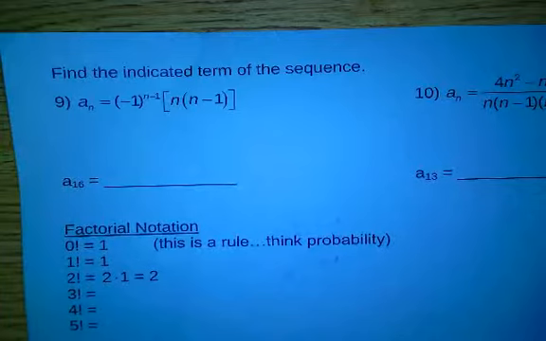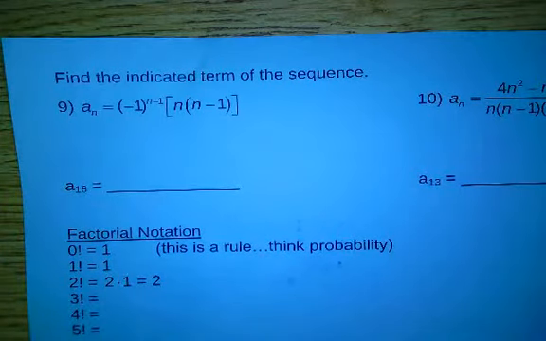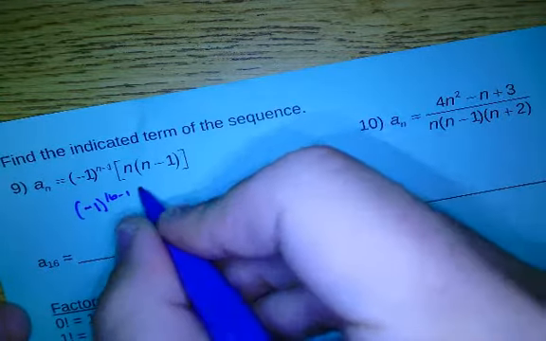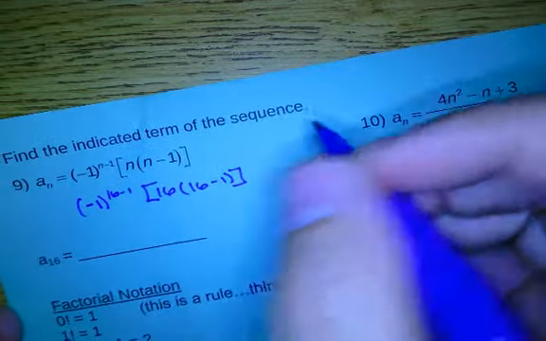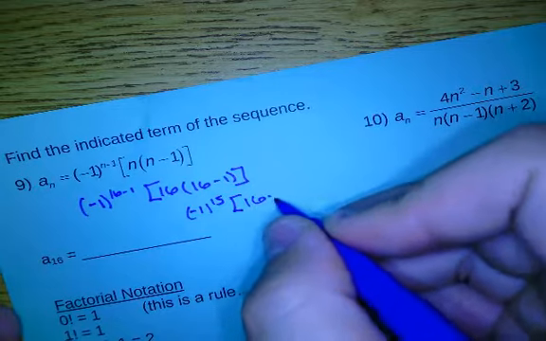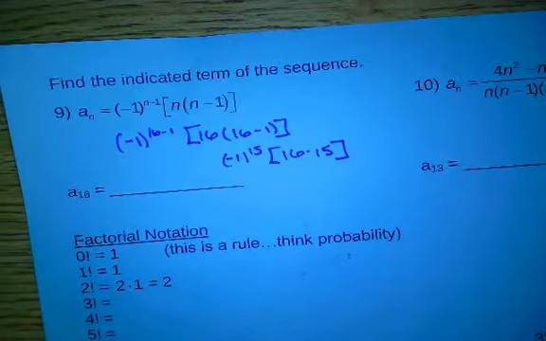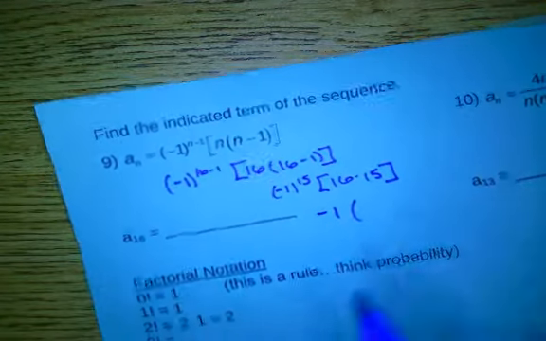Okay, so let's do the indicated terms. All I have to do is just plug in the numbers. So here I'm giving this to you and saying, hey, find a sub 16. All you do is you plug in a 16. So you're going to do negative 1 to the 16 minus 1 times 16 times 15. Negative 1 to the 15 is... negative 1? Okay, so it's negative 1 times, what's 16 times 15?